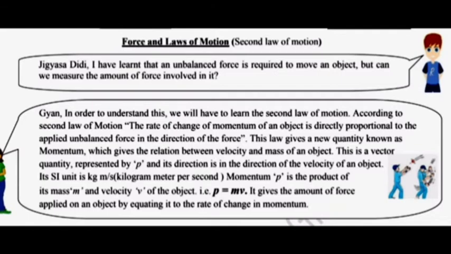This law gives a new quantity known as momentum, which gives the relation between velocity and mass of an object. This is a vector quantity represented by p, and its direction is in the direction of the velocity of an object. Its SI unit is kilogram meter per second. Momentum p is the product of its mass m and velocity v of the object. P is equal to mv. It gives the amount of force applied on an object by equating it to the rate of change in momentum. So momentum is equal to mass multiplied by velocity.